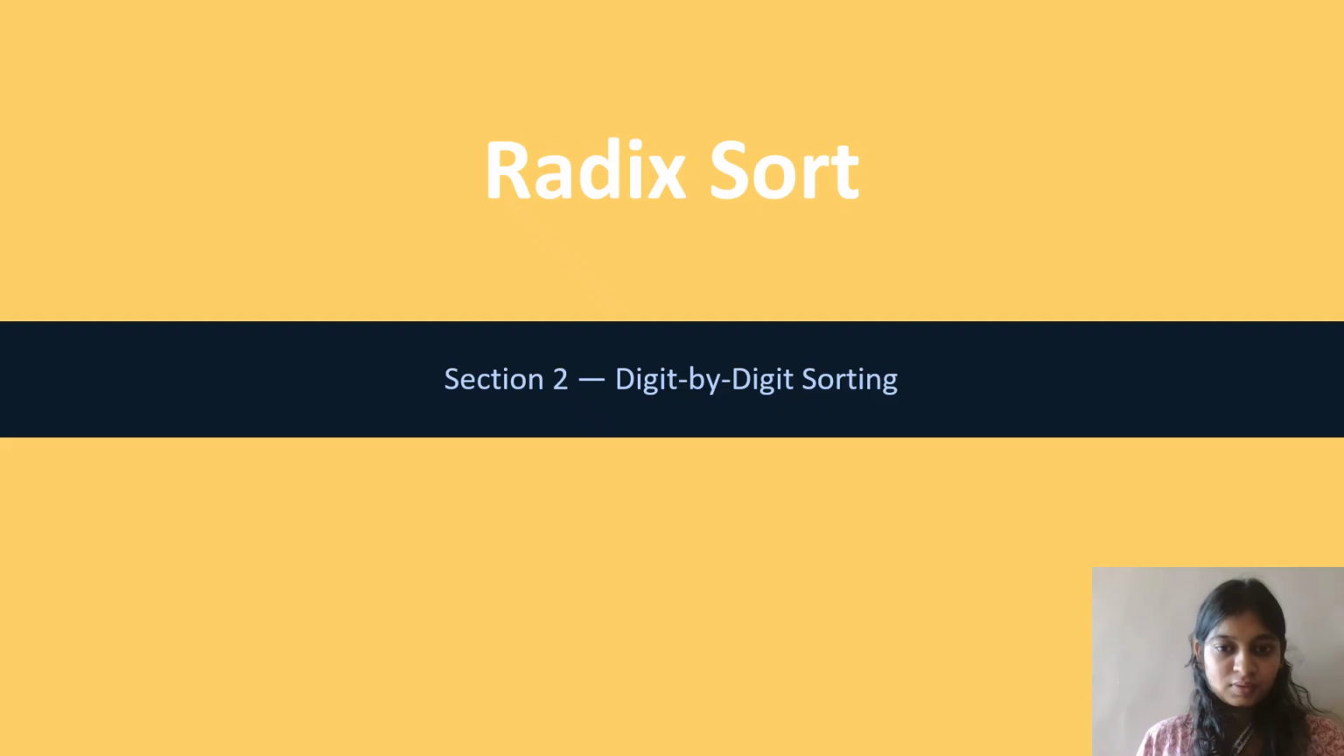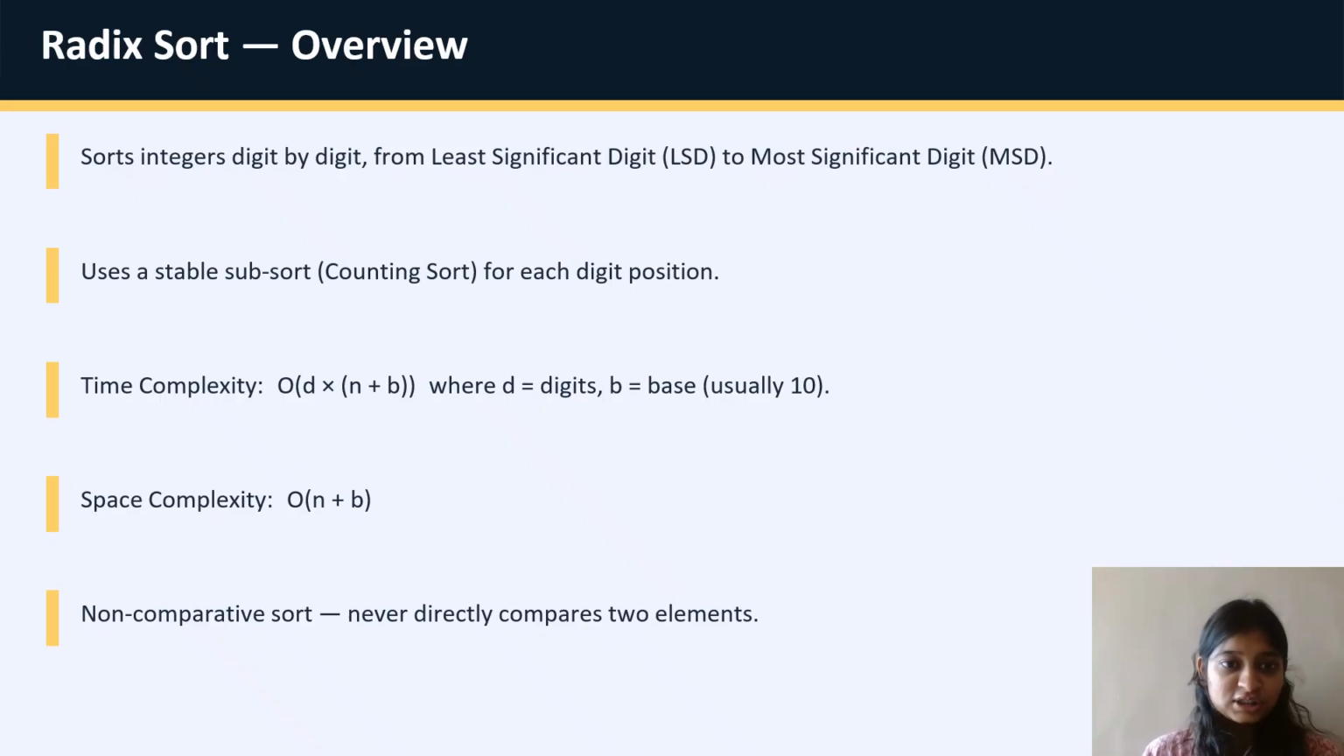Thank you. I'm Anjali. Now I am going to explain about radix sort. Radix sort is a non-comparative sorting algorithm. This sorts integers digit by digit from the least significant digit to the most significant digit.